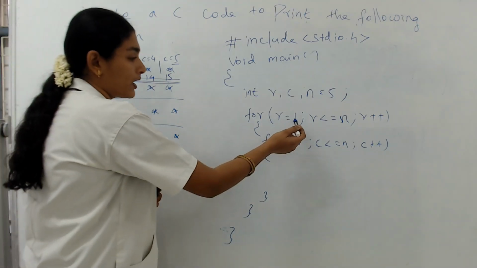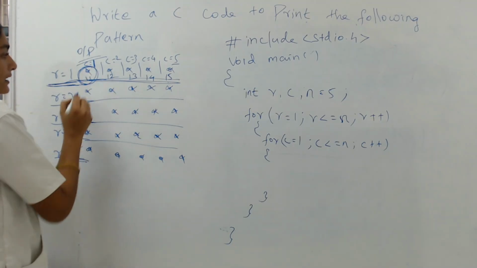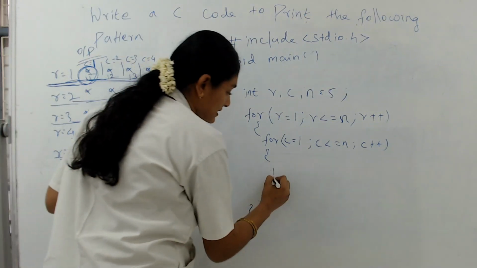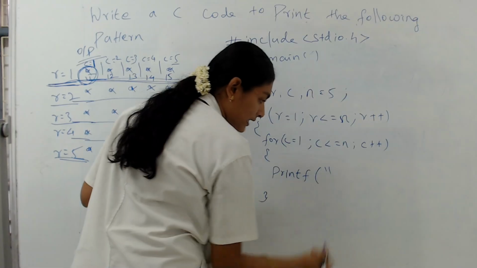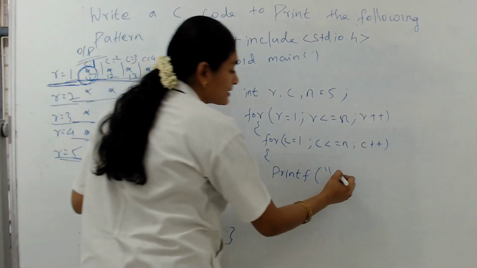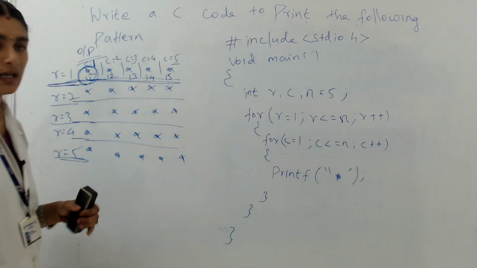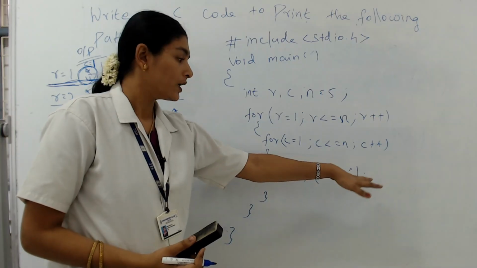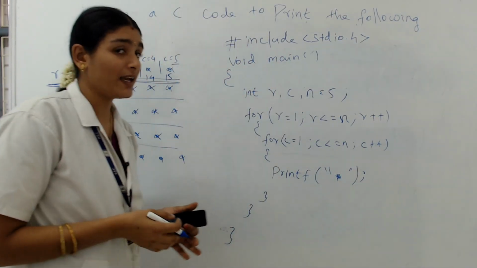Yes, while R equal to 1 and C equal to 1, what is that? This position value. In this position value, we are going to print star. So write the statement as printf within double quotes, %s, write star, within double quotes, followed by a semicolon. Semicolon is used to identify the end of a statement.